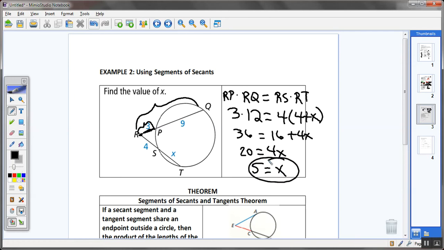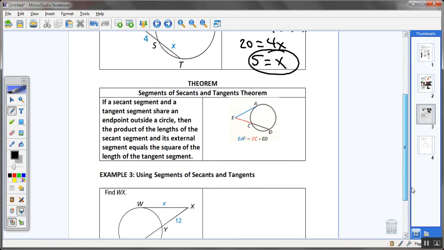Okay, so now that I've confused you a little bit, make sure you understand the change that I made there. A lot of people just want to take 3 times 9. You can't do that. You've got to understand this is all 3 plus 9, which is 12. Right? All right. Next theorem.